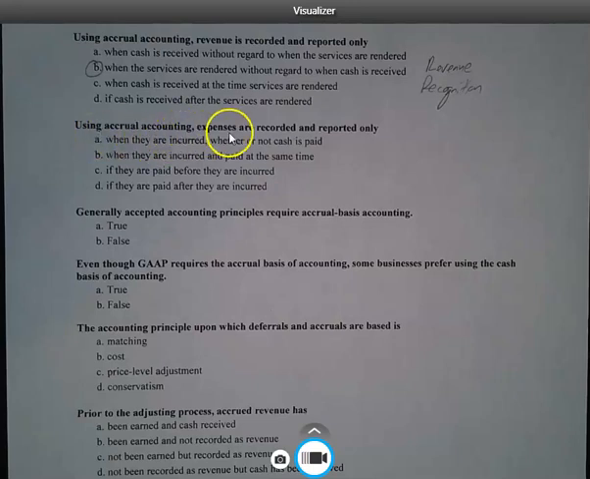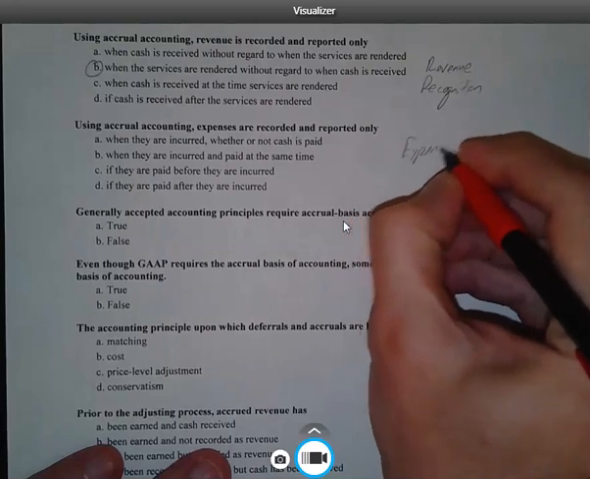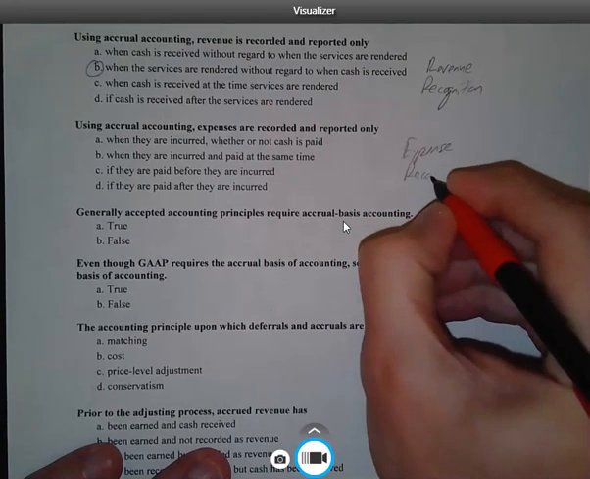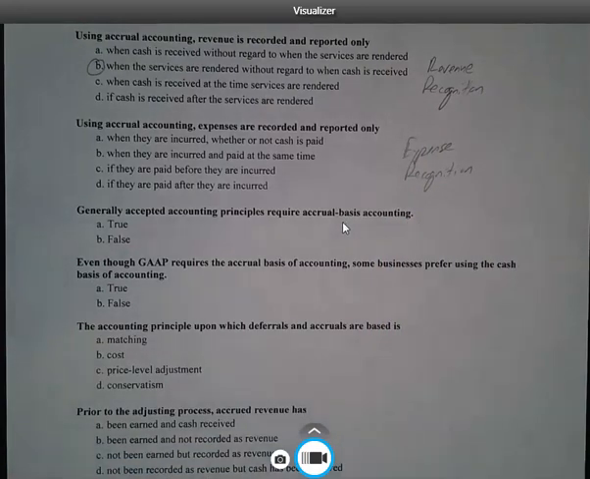Using accrual accounting, expenses are recorded and reported only. Okay, so this is testing expense recognition, or the expense recognition principle, also known as the matching principle. May have given you another answer just then. Let's see here. When they are incurred, whether or not cash is paid. When they are incurred and paid at the same time, if they are paid before they are incurred, and if they are paid after they are incurred.